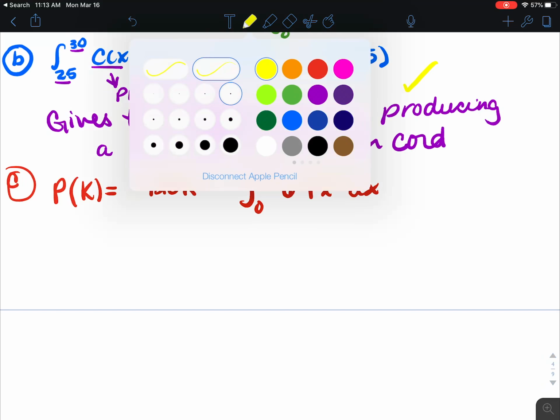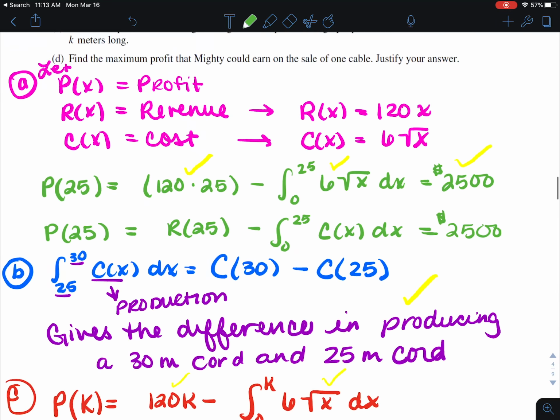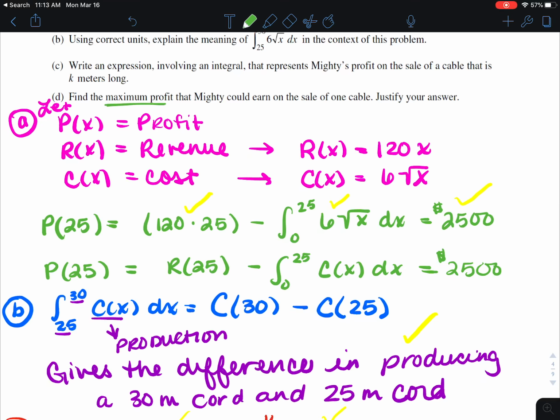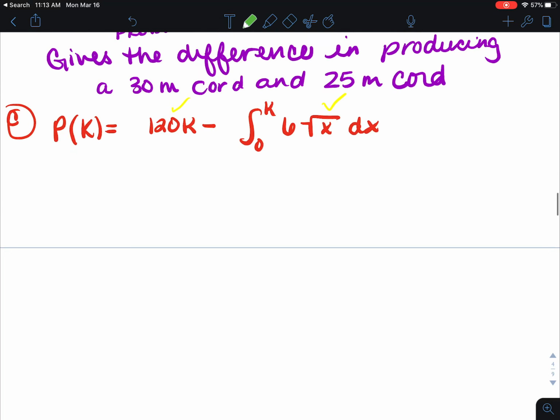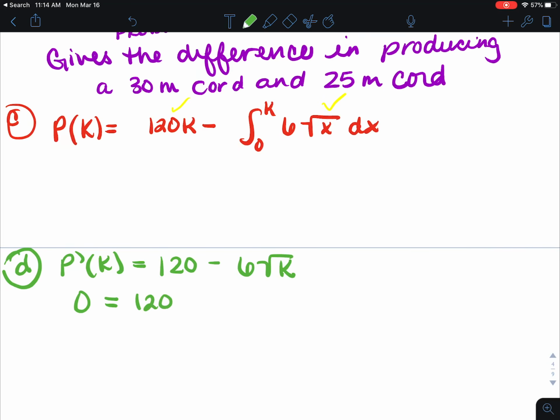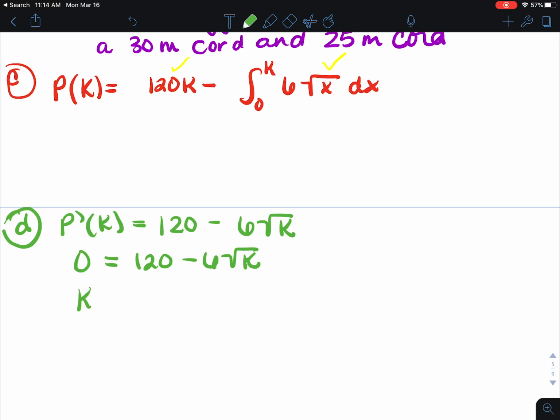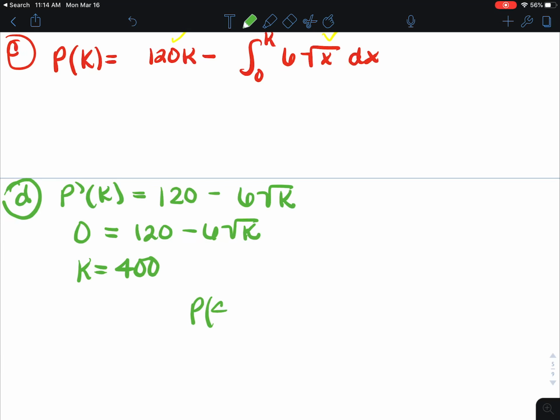Part D. Part D, similarly to the problem we just did, says find the maximum profit that Mighty could earn on the sale of one cable. All right, so what again we're looking to do here is figure out where that's going to happen, and so P prime of K is going to equal the derivative, right? We want to find out what that derivative is, 120 minus 6 root K, and then we want to take that derivative and set it equal to 0. And so we find this, we're going to use our calculator for this, and we're going to get K equals 400.